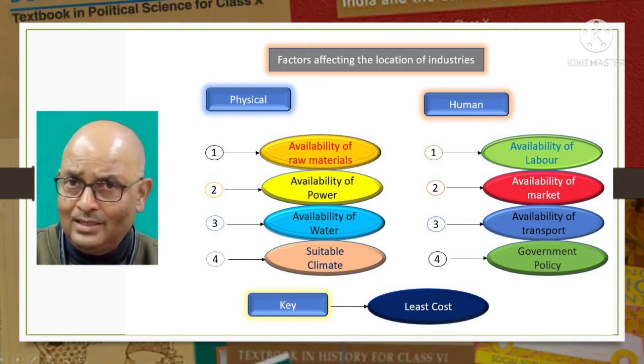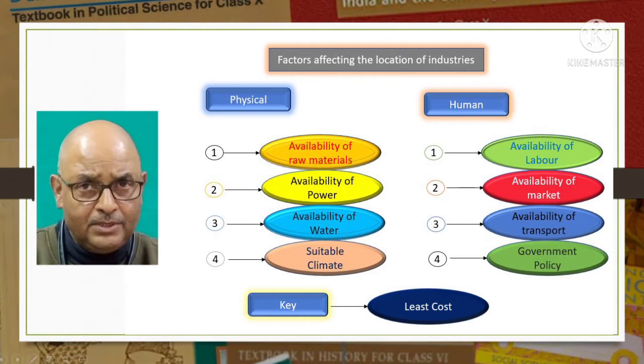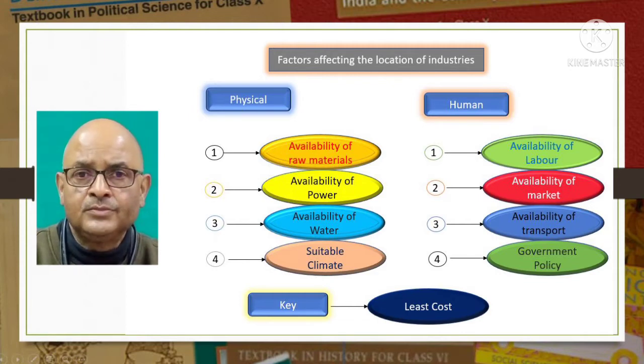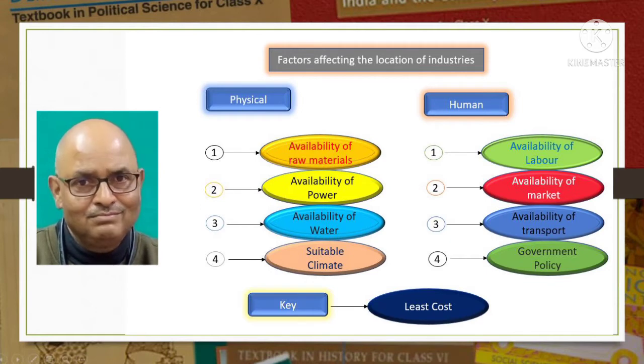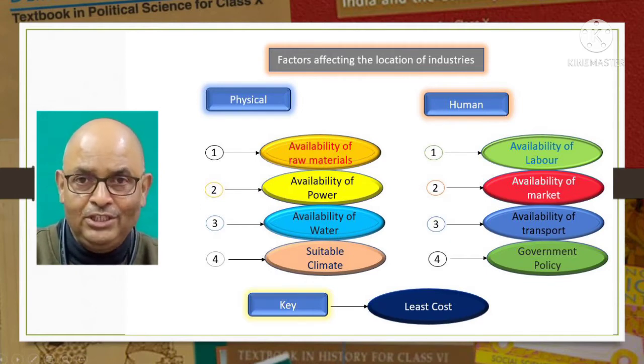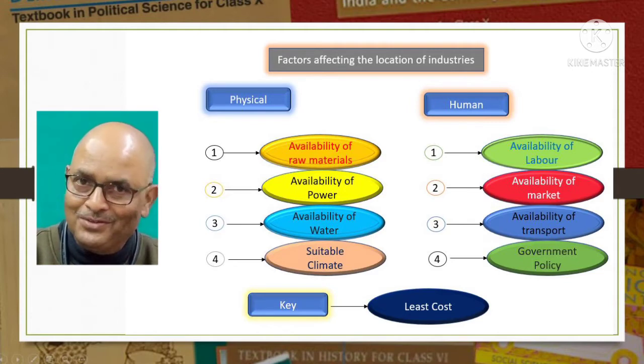Next is suitable climate. Hostile climatic conditions generally deter the prospective entrepreneurs. A moderate climate is ideal for most industries. This is why you can see growing concentration of electronic industry in Bangalore.